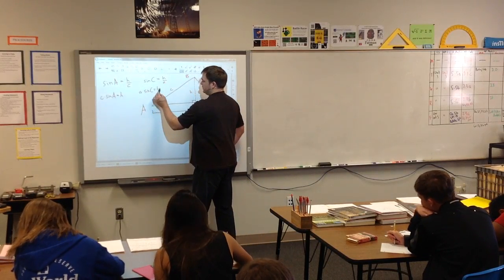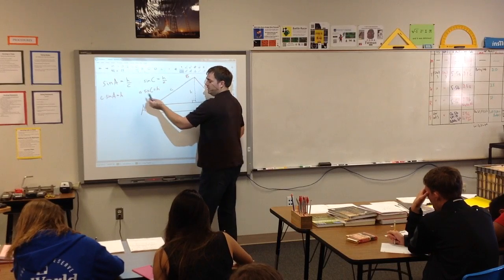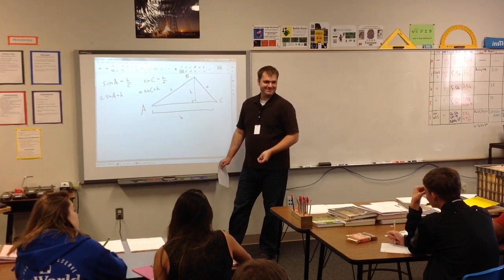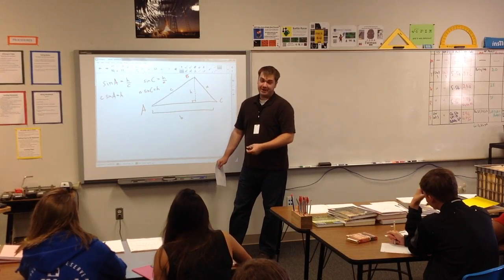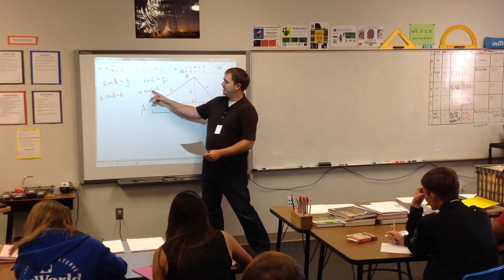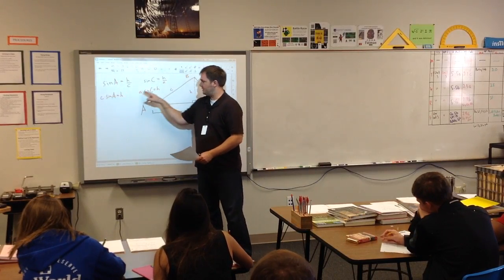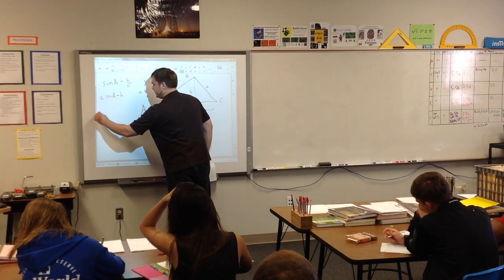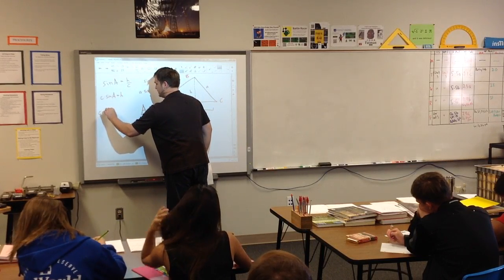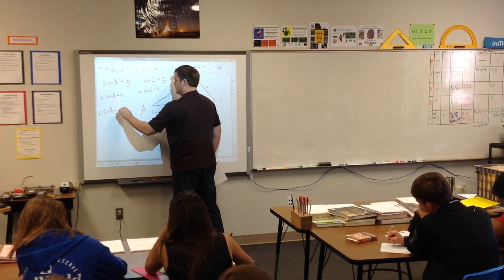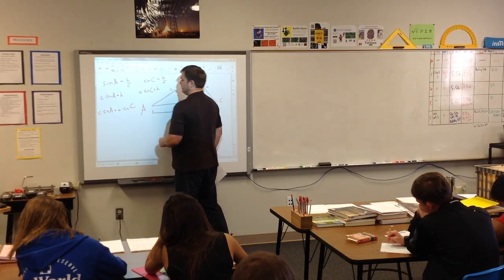So, since those two things are equal to H, then therefore, by the transitive property of equality, this equals that. Not your head, all right? Transitive property of equality, this equals that. So, c times the sine of angle A equals a times the sine of angle C.